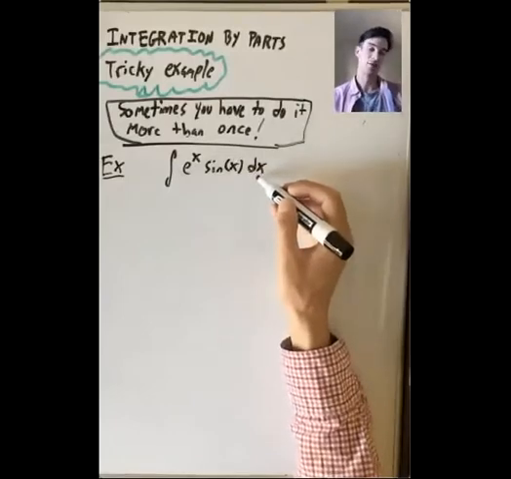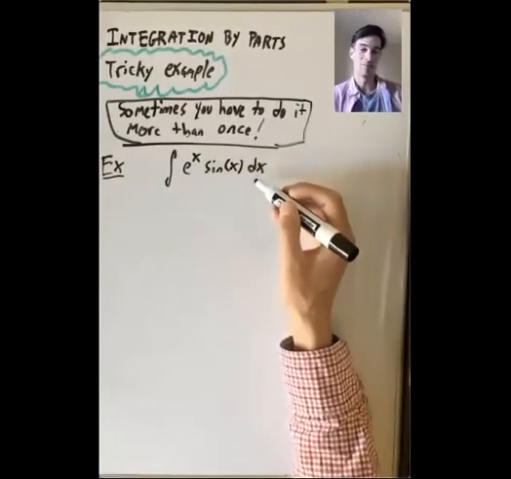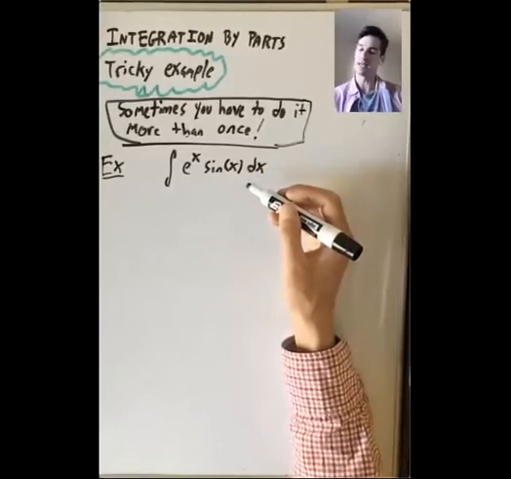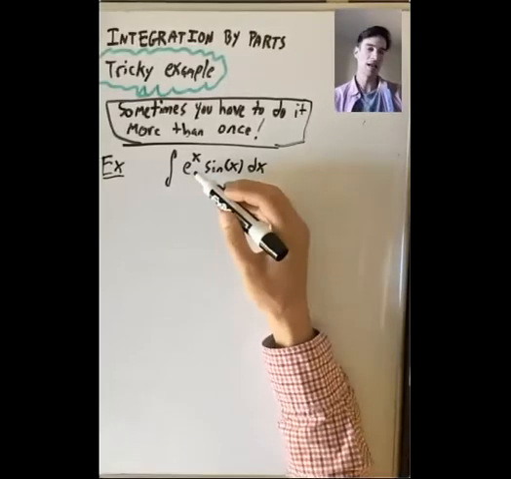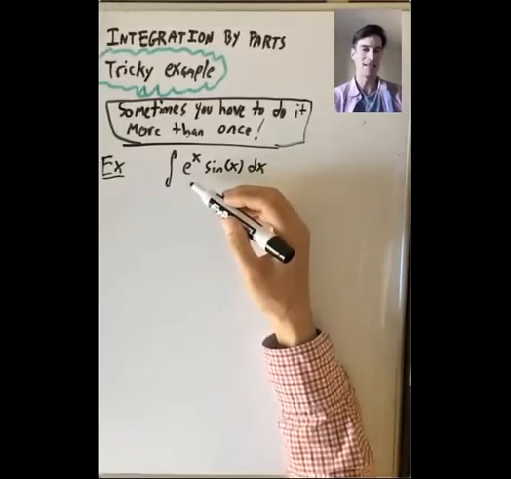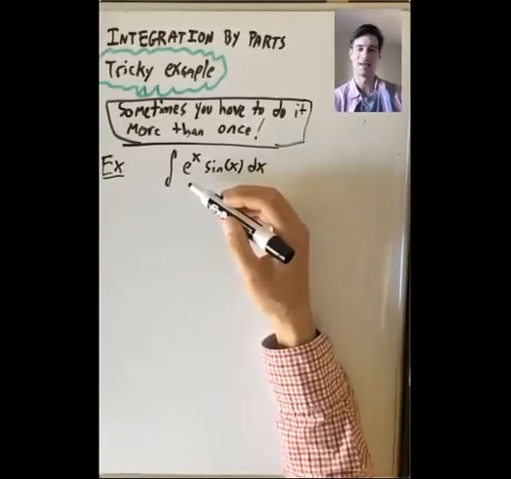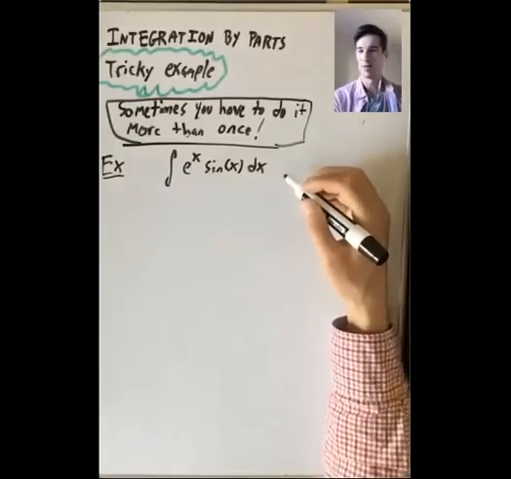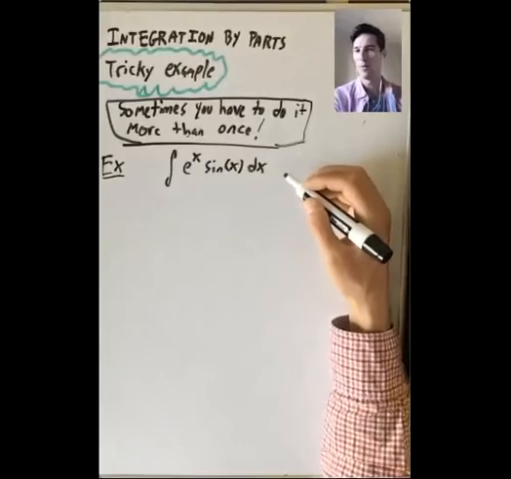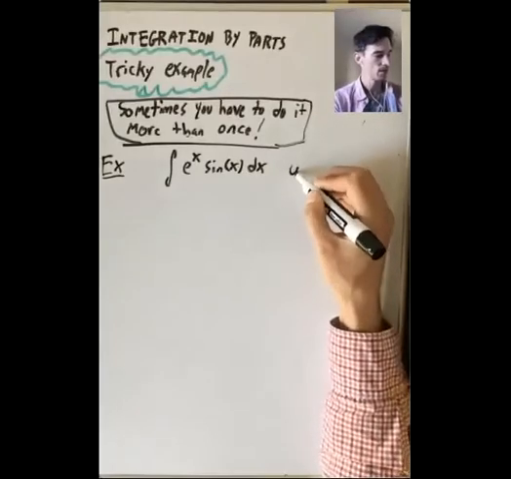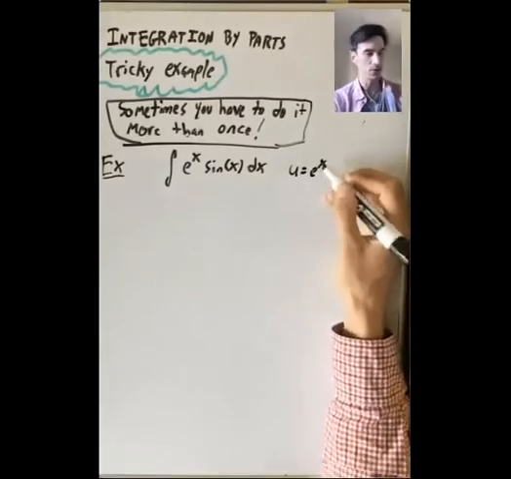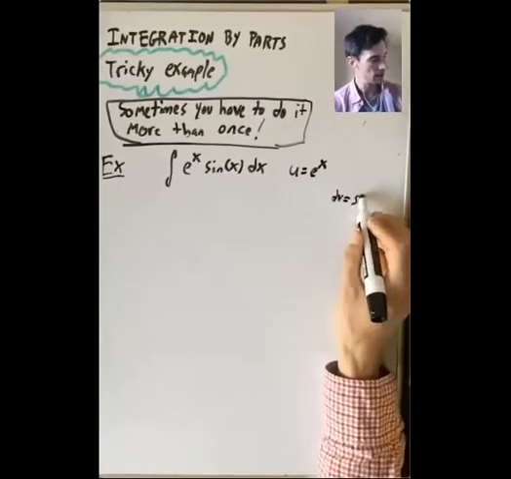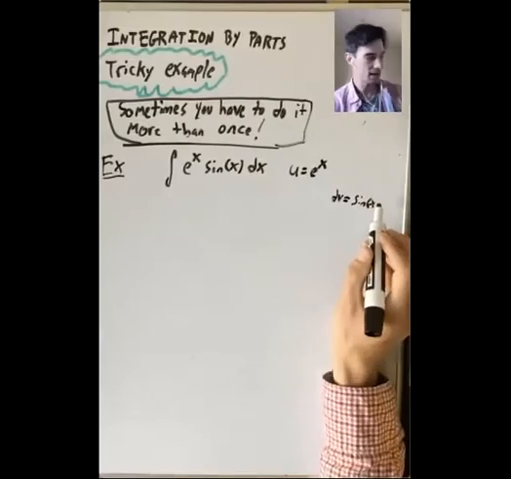Sine of x is a function that doesn't really get more complicated when you differentiate, but it also doesn't really get more complicated when you take an antiderivative. e to the x is the same way. It doesn't get easier when you take a derivative. It doesn't get more complicated when you take an antiderivative. So here we can just pick which part we want to be u and what we want to be dv that's left over. Let's let u equal e to the x and dv equals the rest, sine x dx.